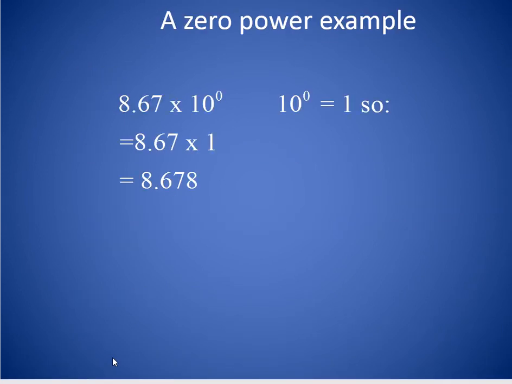All right, one other thing I want to mention is if you have a number that you need to write in scientific notation, but it's already written with the decimal point to the right of the first digit, you can write it as that number times 10 to the 0th power. Why is that? Well, any number to the 0th power is 1, always. So if you write 8.67 times 10 to the 0th power, you're actually saying 8.67 times 1, or 8.67.